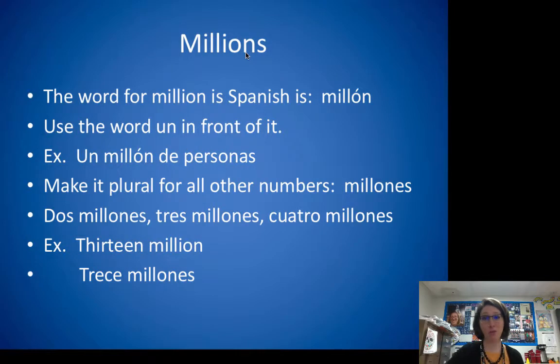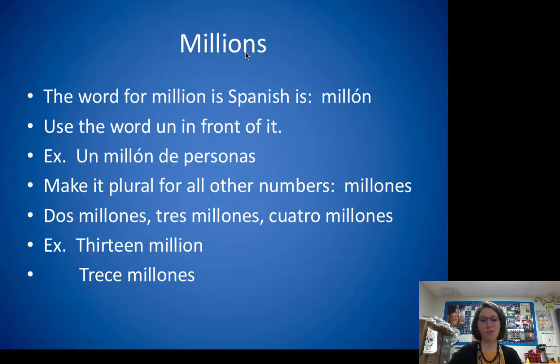Then once you move on, you go to the word millón. Millón is Spanish for million. So that's M-I-L-L-O with a tilde N. You can use the word un in front of millón. So for example, un millón de personas, 1 million people.